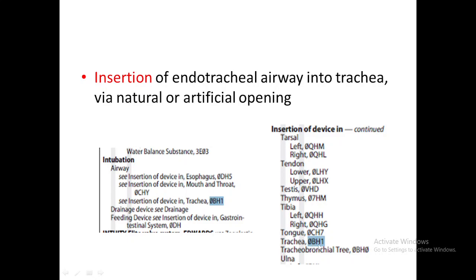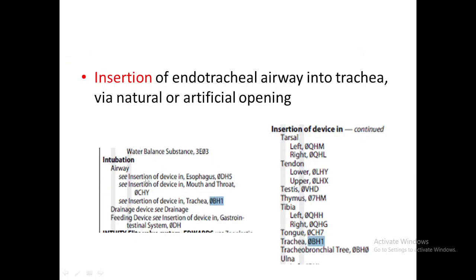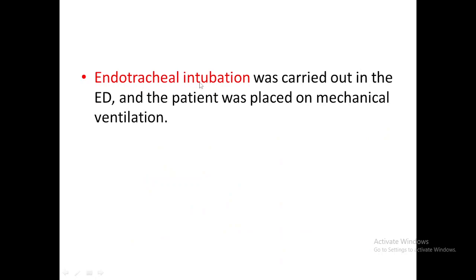So the first three characters will be 0BH. So 0BH and search for the body part trachea. So trachea here, and via natural or artificial opening 7, and endotracheal airway. So this will be the intraluminal device. So character 6 is device, endotracheal airway, and no qualifier. Actually in this case sheet we should code for both endotracheal intubation as well as mechanical ventilation. But for now we will concentrate only on insertion.